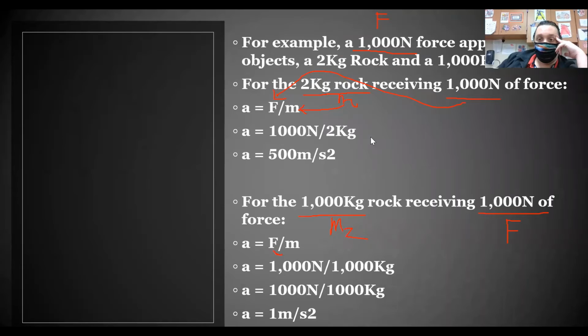So here, now we're going to replace the mass with our 1,000 kilograms and use 1,000 newtons of force, and we'll get 1,000 newtons divided by 1,000 kilograms. And that will give us 1,000 divided by 1,000 is 1 meter per second squared.